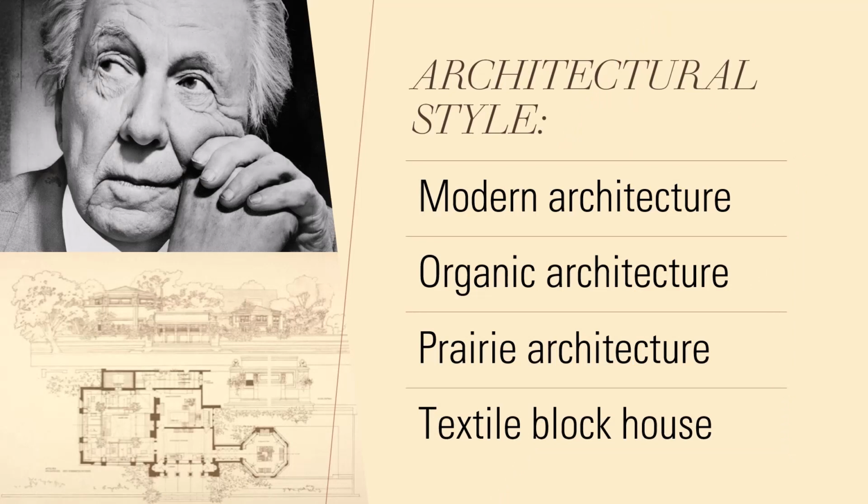Here you will see some of the architectural styles that Frank studied, including modern architecture, organic architecture, prairie architecture, and textile block house. All of these different types of architecture were implemented in the designs and homes that he created, especially the prairie-style home.